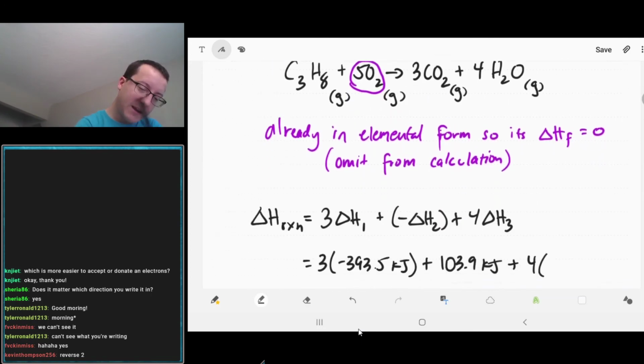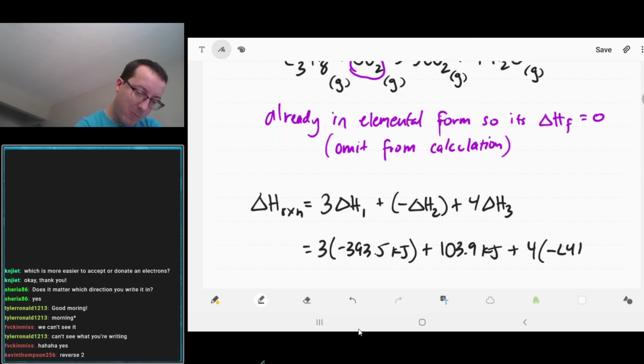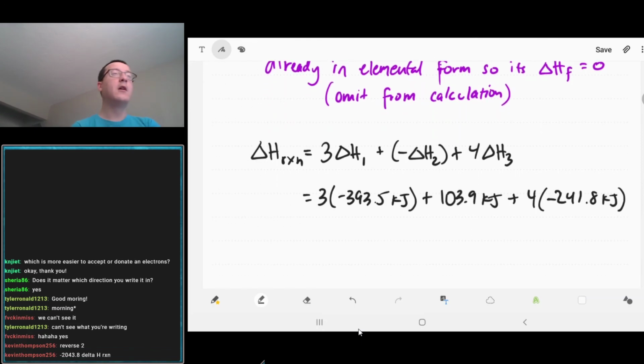And 4 will be negative 241.8 kilojoules. And thank God Kevin has done it all for us. He has figured out this will be our thing. Technically with sig figs, we're okay. We're good. Perfect.